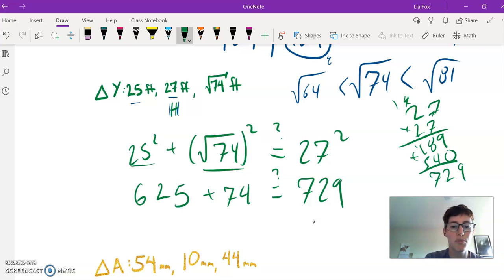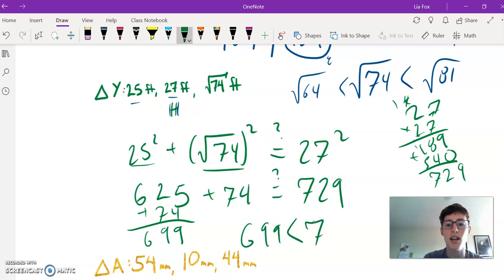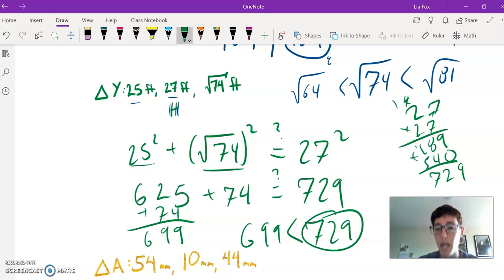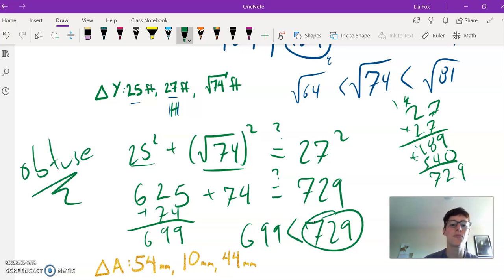All right, 625 plus 74. Ooh, I don't know if this is going to equal. It's not looking very likely. Oh no! 699 is much less than 729. So again, our hypotenuse is too big. This is not a right triangle. This is obtuse. Cool.